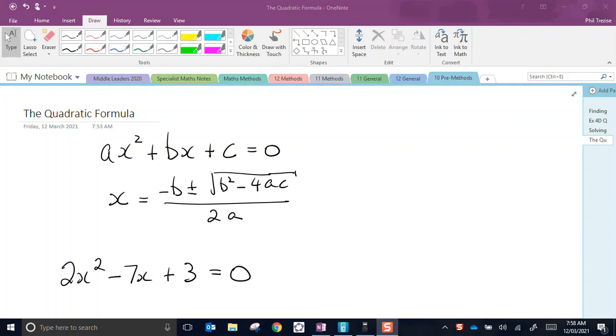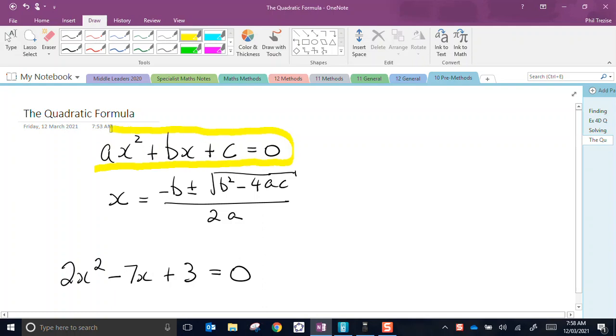Hi everyone, this is a quick demo on the use of the quadratic formula. So let's just begin by reminding ourselves of a quadratic equation. Here is a quadratic equation. Usually we write a times x squared plus b times x plus c, and if in standard form we would make this equal to 0.